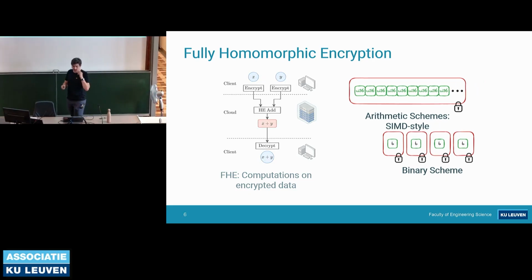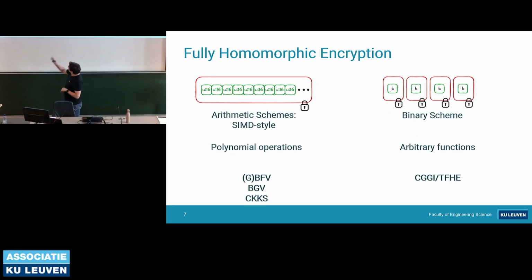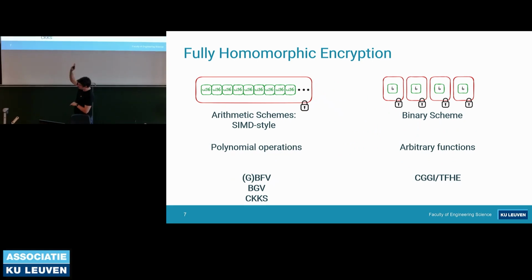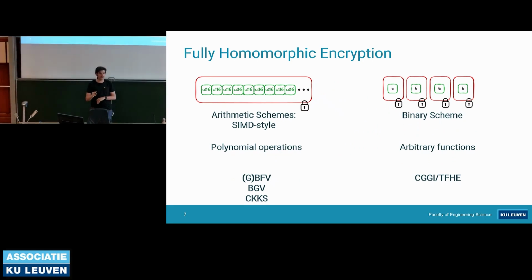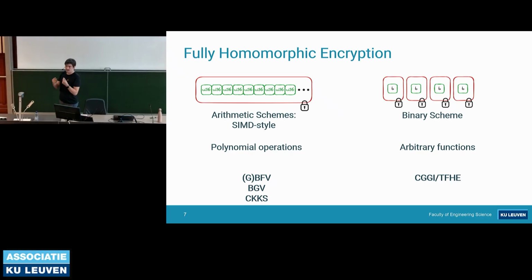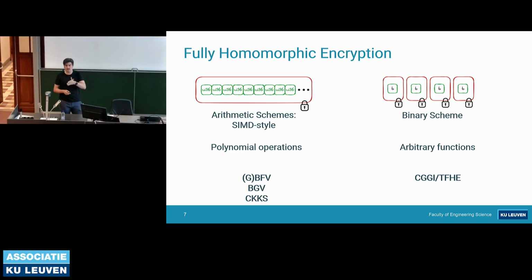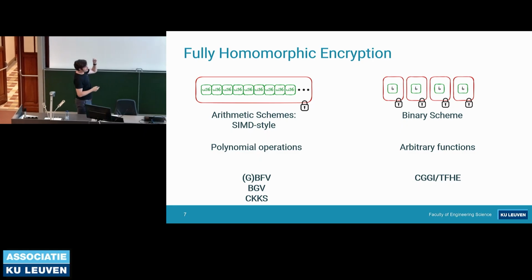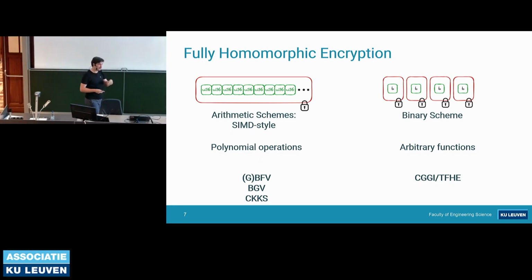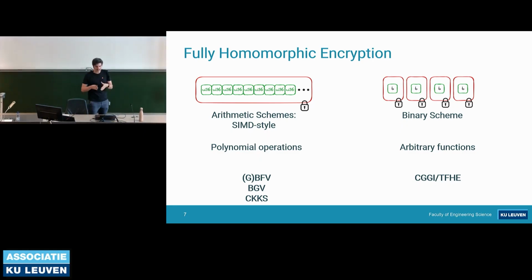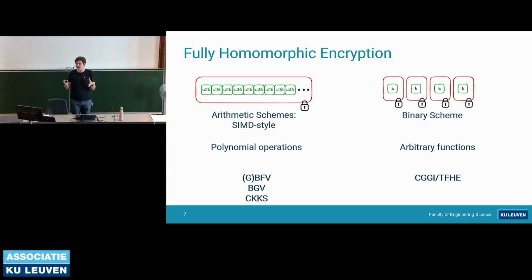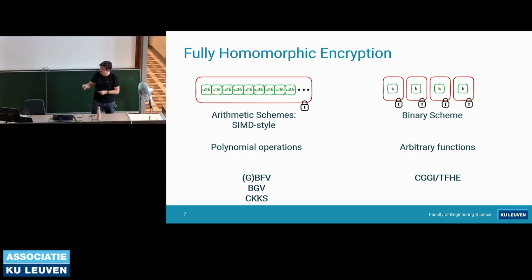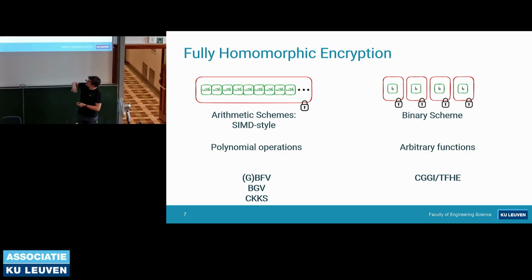If we look a little closer, the SIMD style of schemes typically only supports polynomial operations: additions, subtractions, multiplications, but done on the complete vector as a whole. This is a parallel of the SIMD style of operation that you expect with vector instructions on a CPU, so that you can just add vectors together.